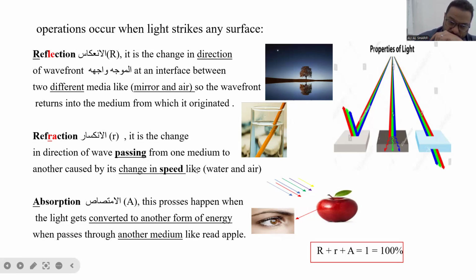Change in speed, which is the light speed, and absorption. This is why this apple is red: because it absorbs all the other wavelengths, or other colors of the light, and reflects just the red one.